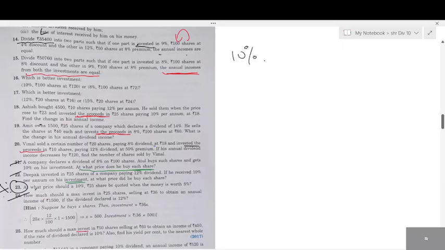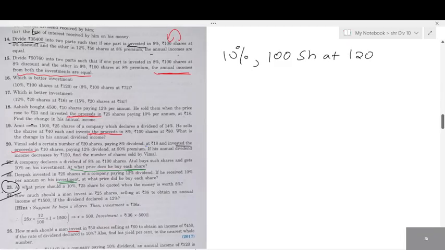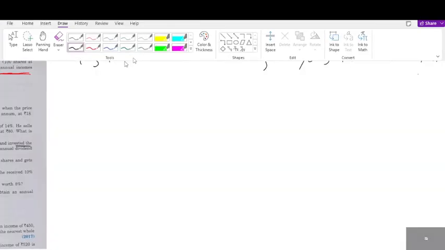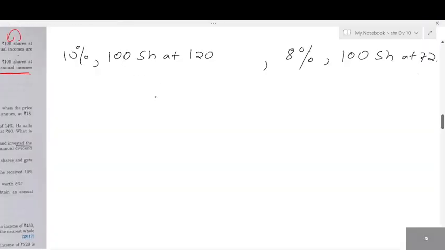Next, what is the better investment? There are two values given: 10%, 100 shares at 120. The second one is 872 at 72. Fine. In a better investment question, what did I tell you all to find? To check which is the better investment, what is the ultimate thing you have to find, students? Annual income or dividend, right? You have to check annual income.